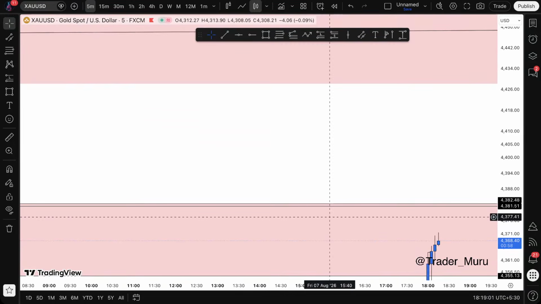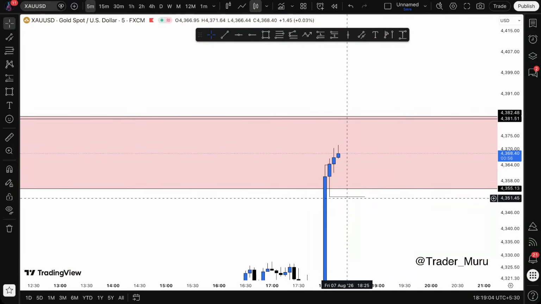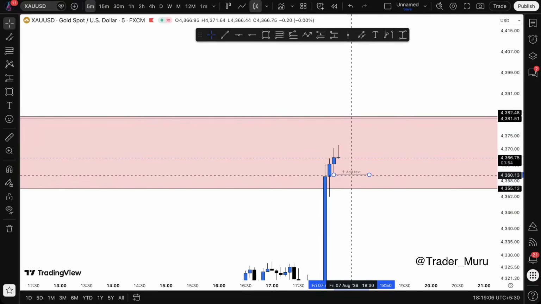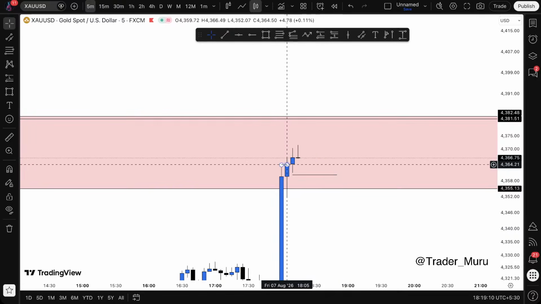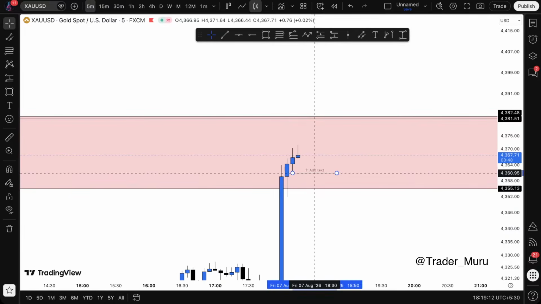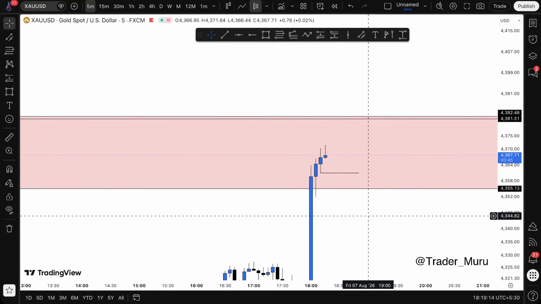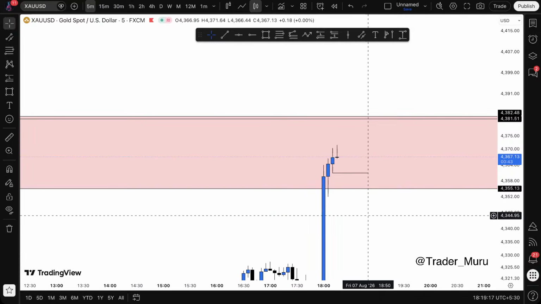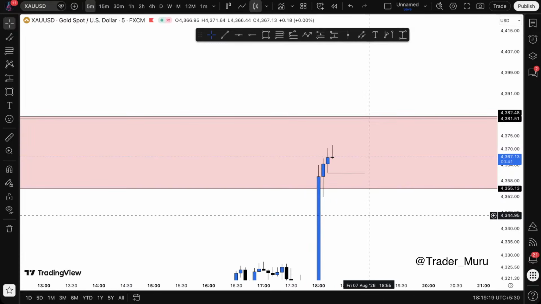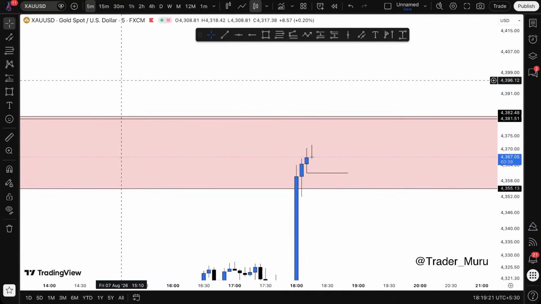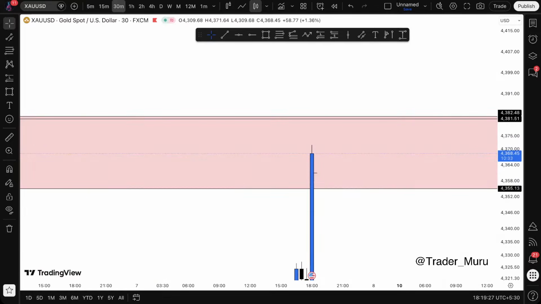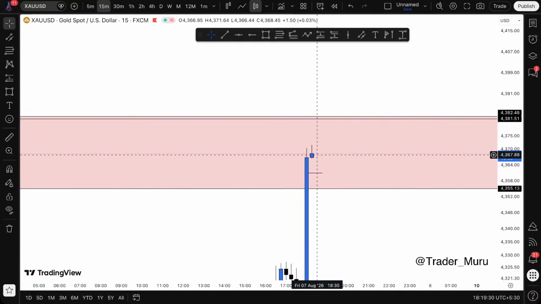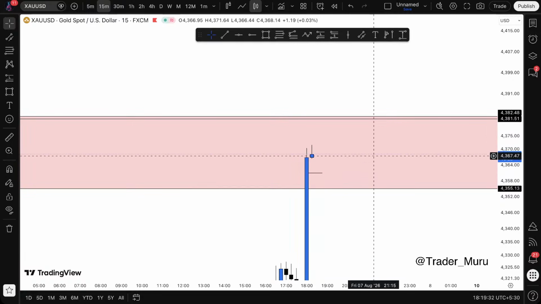5-minute time frame has this low now. We have a close below. 15-minute. We might get a short entry in the next 15-minute.